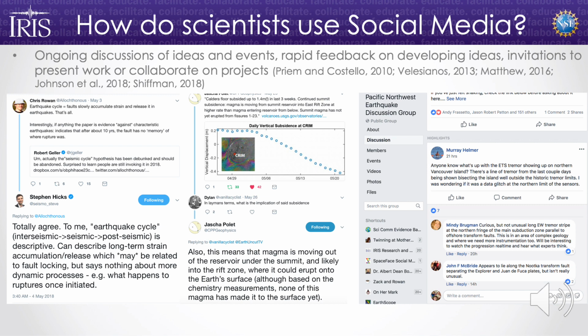These conversations are also happening on Facebook. For instance, there's a group called the Pacific Northwest Earthquake Discussion Group, which is made up of scientists and interested public talking about geologic hazards and other issues for the Pacific Northwest. So this is just a really good way for scientists to come together and for people to come together with scientists to talk about things that are happening.